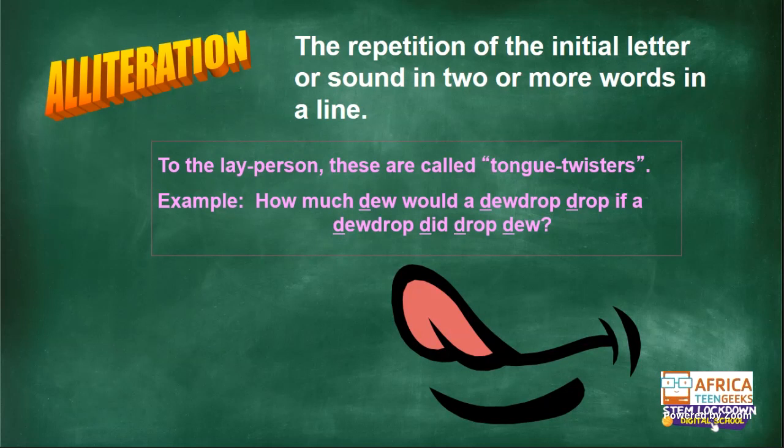And I see more examples like the red fox frolicked to the forest. Yes, Lionheart, that's a very good example. But try it out at home. Can you do this tongue twister without twisting your tongue? How much dew would a dew drop drop if a dew drop did drop dew? And I see Monica says, Sally sells seashells by the seashore. That is a real tongue twister. But you guys get alliteration, right?